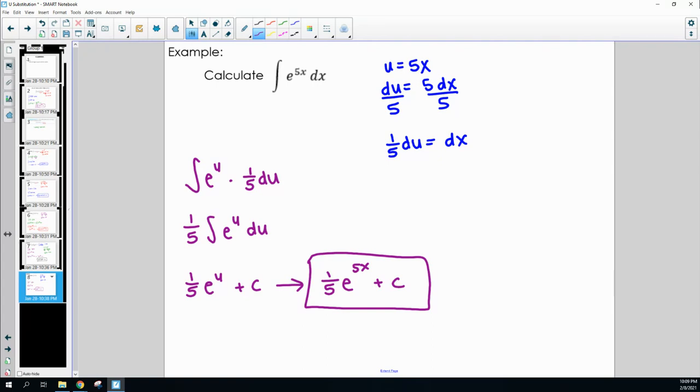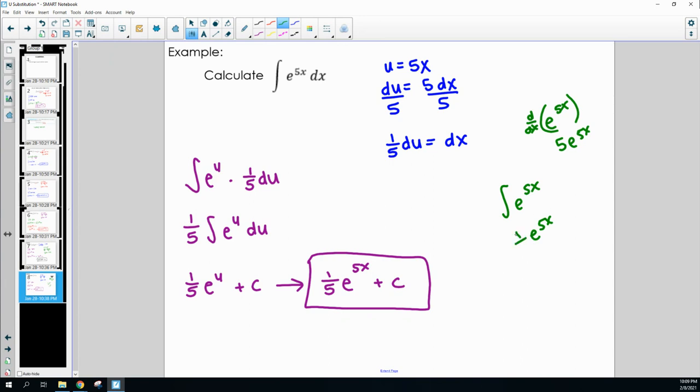I talked about it in the other video, that you just reverse how you would take the derivative of e to the 5x. So I'm just going to do a little side note over here. Normally, if I'm asking for the derivative of e to the 5x, it would be e to the 5x times the derivative of 5x, which would be 5. You multiply it down. When you're doing the integral, you're doing the opposite.